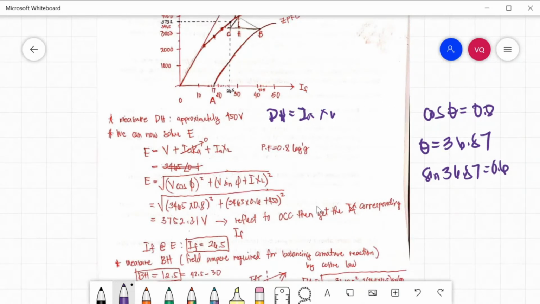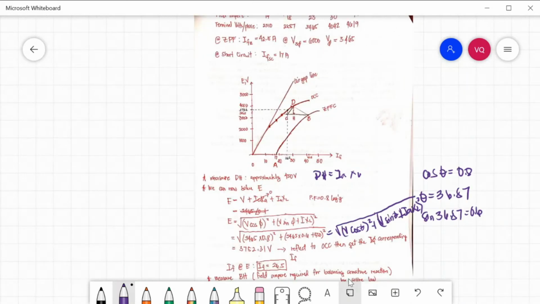So this is just square root of (V cosine theta) squared plus (V sine theta plus IAXL) squared. That is equal to 3,752.31 volts. Reflect this voltage onto the OCC, then get the corresponding field current. For 3,752 on our OCC, you get the corresponding IF, which is 26.5. So IF at E is equal to 26.5 amperes.